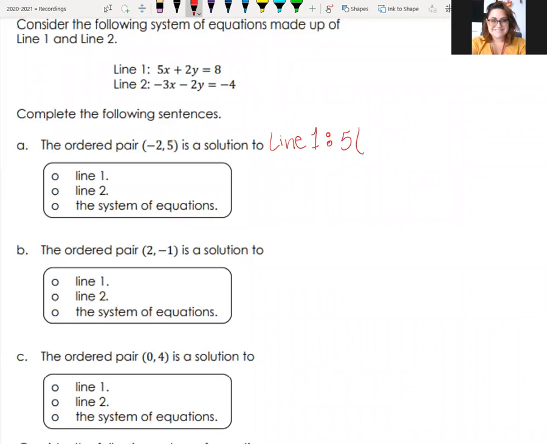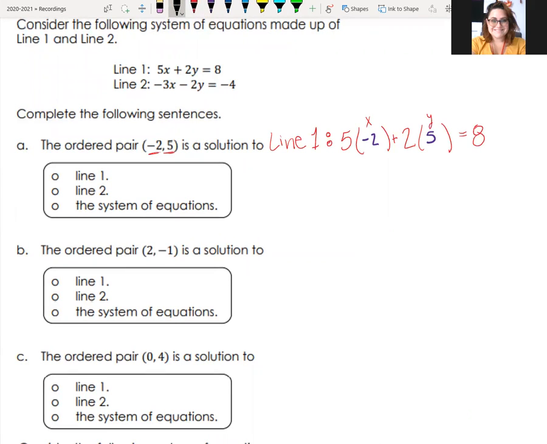Line 1 is 5 times our x plus 2 times our y equals 8. Now, instead of our x and our y, I'm going to fill it in with the numbers that they gave us. So -2 and 5. And now we're going to solve.